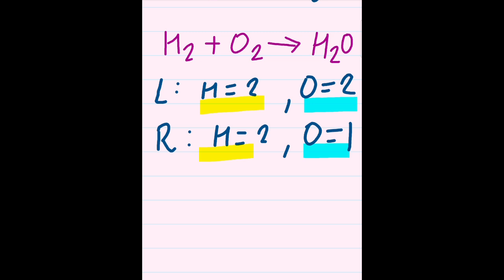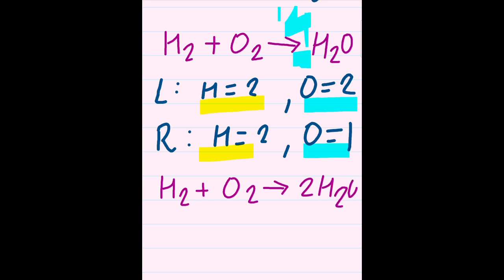So should we change the formula from H2O to H2O2? No, that is the biggest mistake students make. Never change the chemical formula. You are only allowed to place a coefficient, a natural number in front of the formula to make them equal. If we put 1 here, the equation will not change. So the smallest natural number we can put here is 2. So let's do H2 plus O2 forms 2H2O.